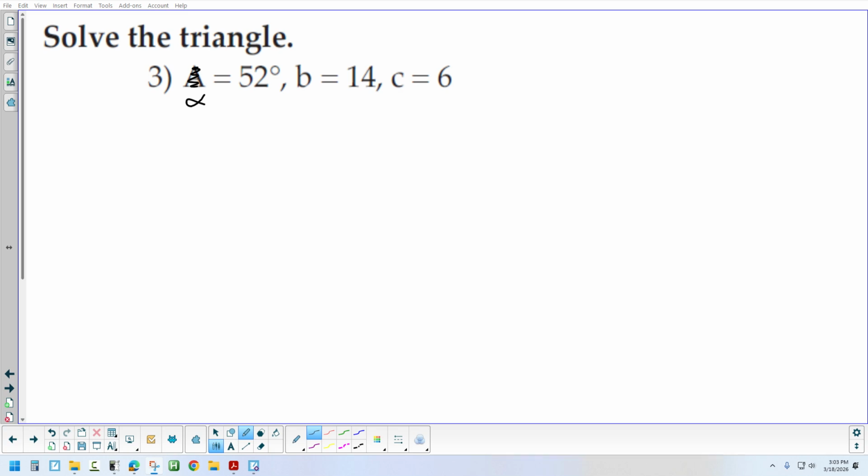All right, next one we're going to take a look at is number 3. So let's make a table just to organize all our information.